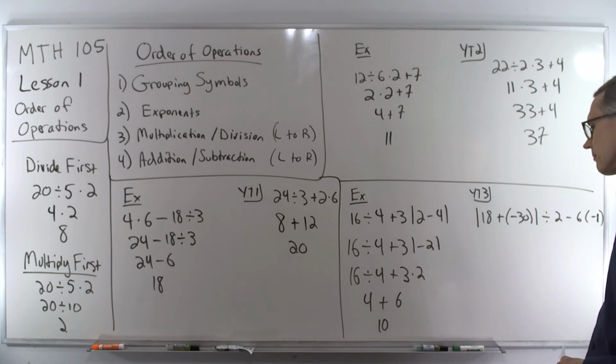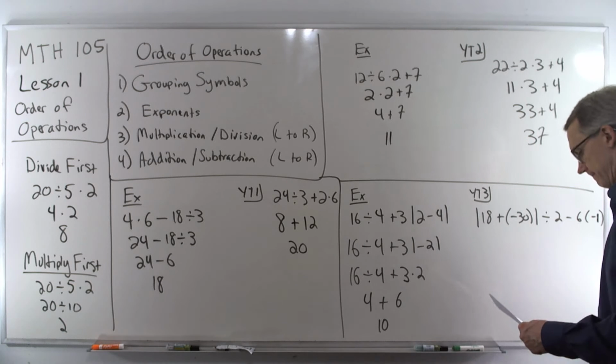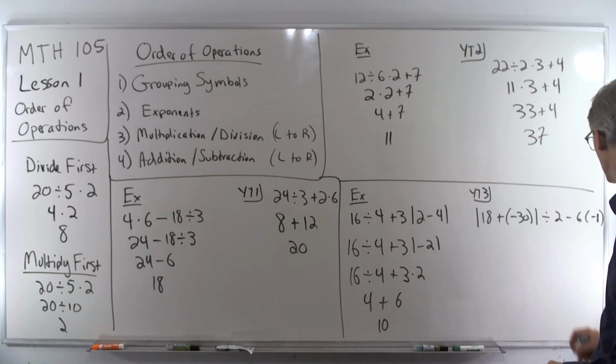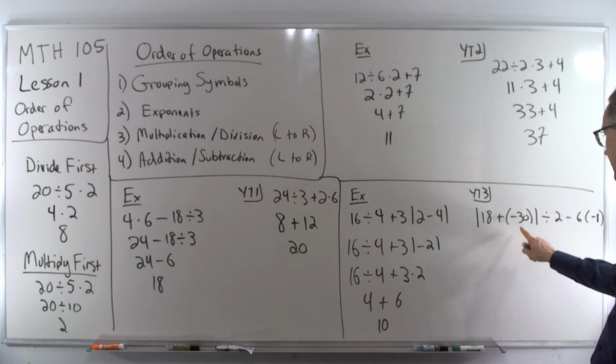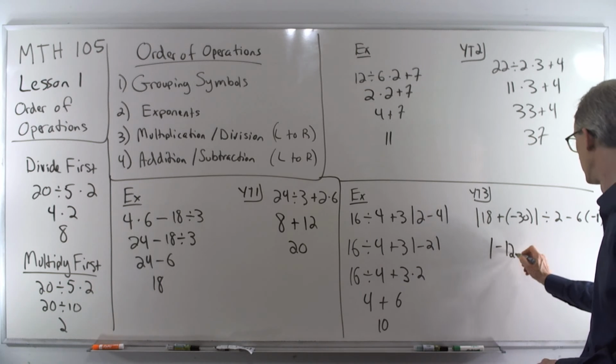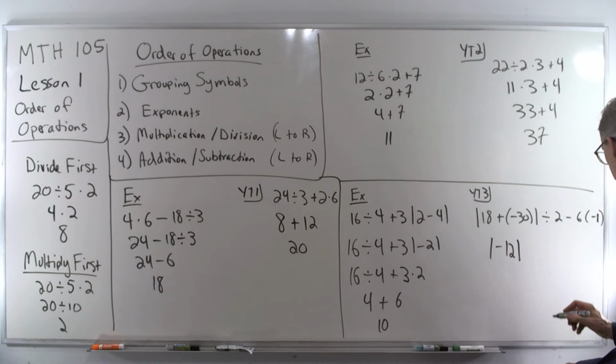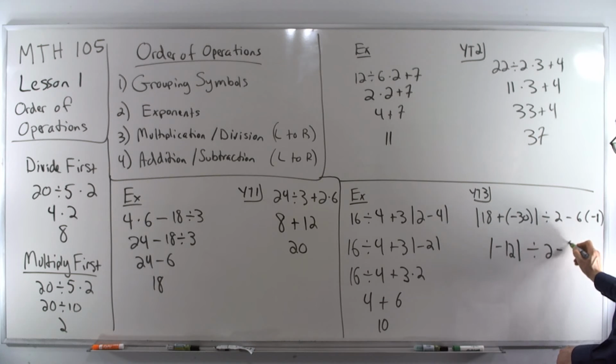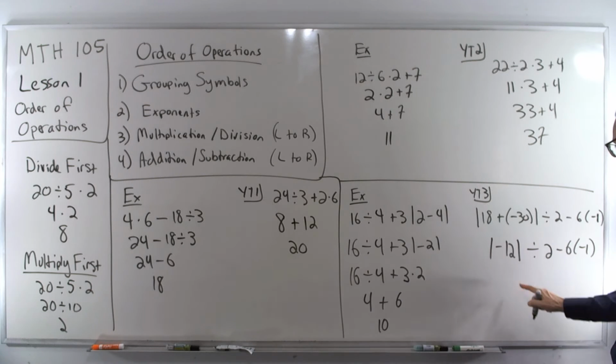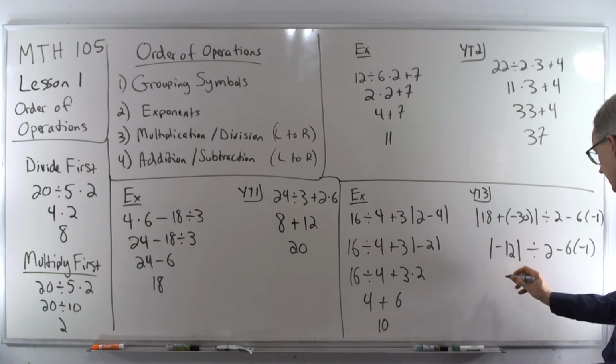That brings us to your turn number 3. So working inside the absolute value bars first, 18 plus -30, that's going to be -12. Still inside the absolute value. Now we can evaluate this. That's going to give us +12.